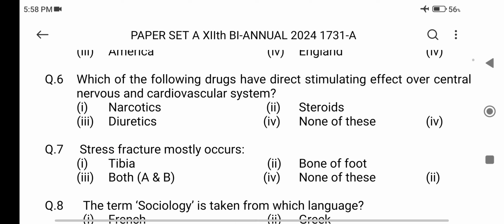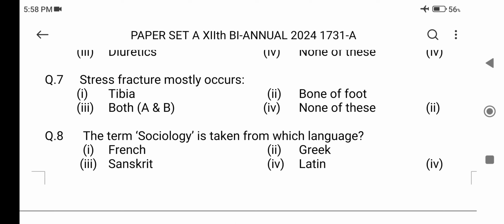Question number 7. Stress fracture mostly occurs in: option first tibia, second bone of foot, third both A and B, fourth none of these. Answer is option second, bone of foot.